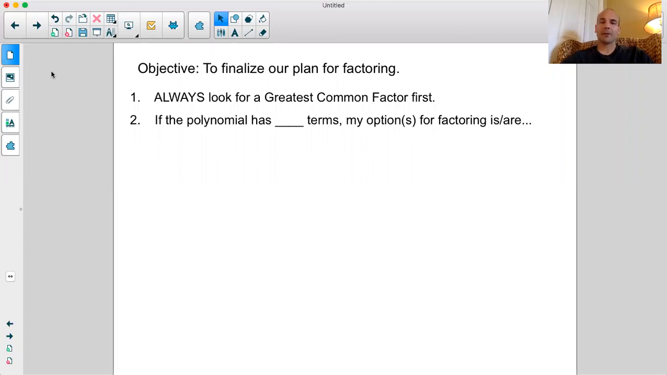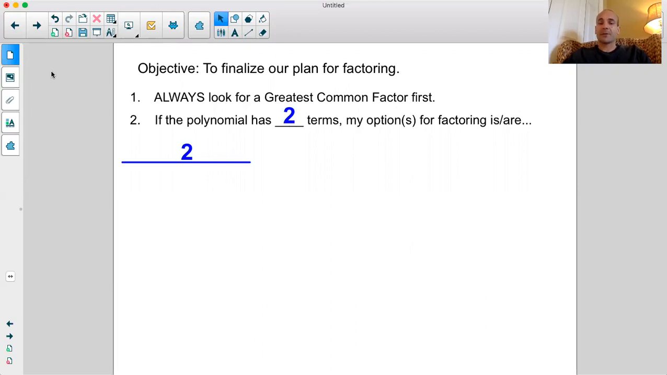Next, when you're looking at a polynomial and you know you need to factor, or you've been asked to factor, think about it as if the polynomial has this many terms, then my option or options for factoring is or are. And that's the way you want to organize your thinking. And that's the way we'll organize this. We'll start with 2 terms.